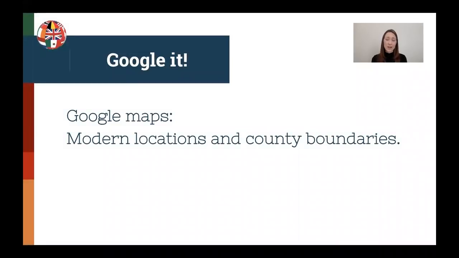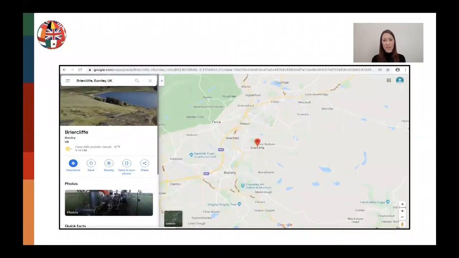And we can take the easy way out, right? We can Google it. We can check Google Maps. It just gives us modern locations and county boundaries, so it's not going to be specific to our time period, but it may give us kind of the lay of the land, help us get a feel for what's kind of around Briarcliff.